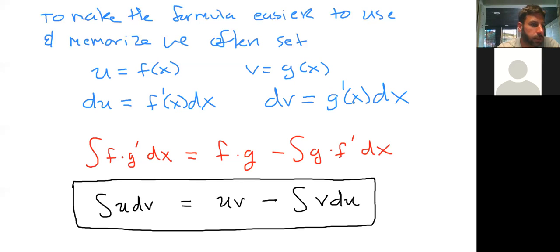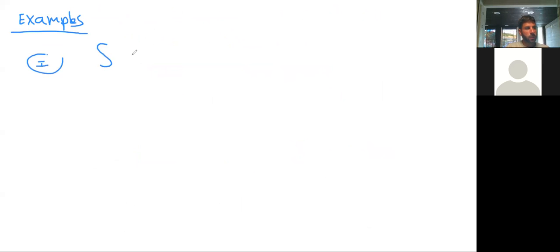Okay, well, let's see how we can use it then. So the first example that we're going to ask is: what's the integral of x times the cosine of x dx?